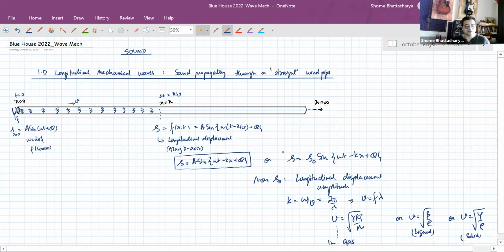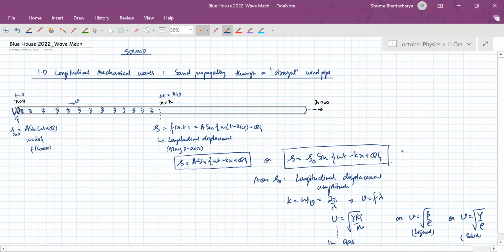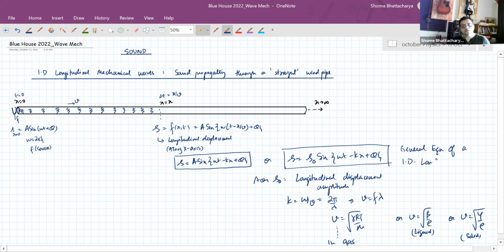So this is the general equation, so to speak, of the one-dimensional longitudinal harmonic wave.